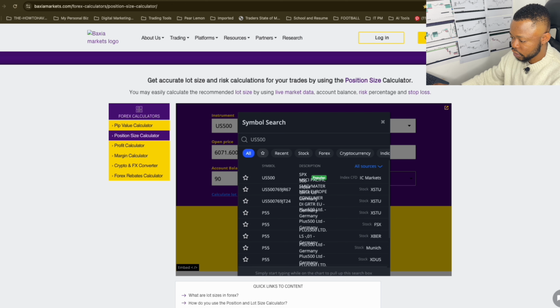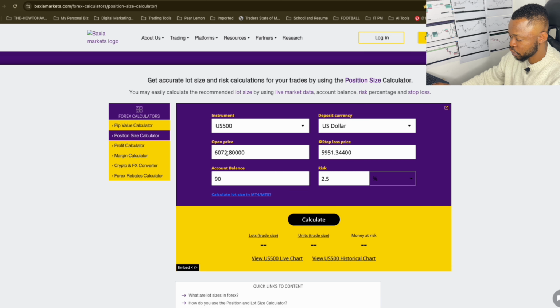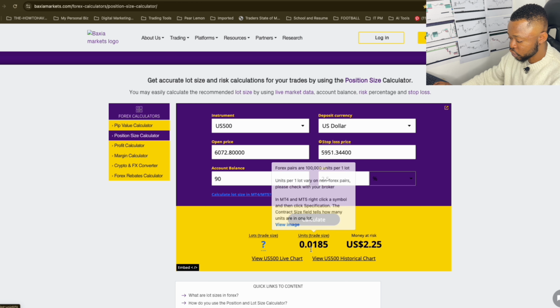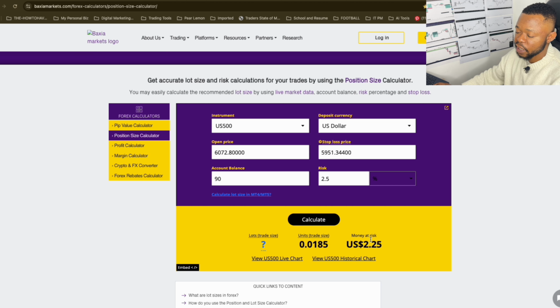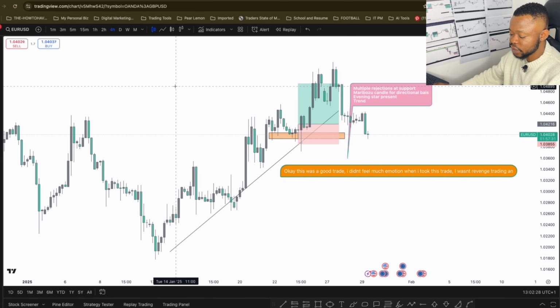You click on that. Your opening price, your stop loss, your deposit currency, the account balance of your account, the risk you're trying to trade, and you click on calculate. So it gives you the money at risk, the unit of trade, and you can just go in and execute your trade. Easy peasy.